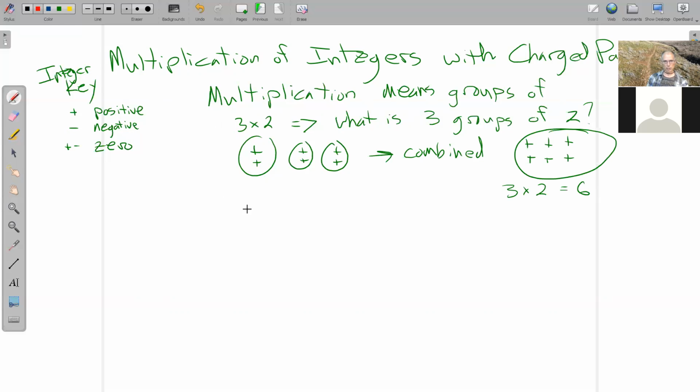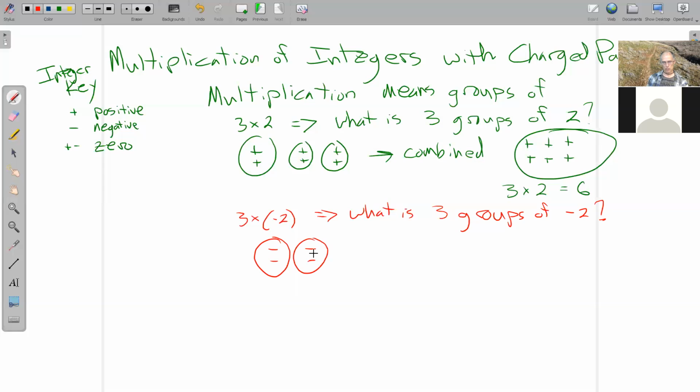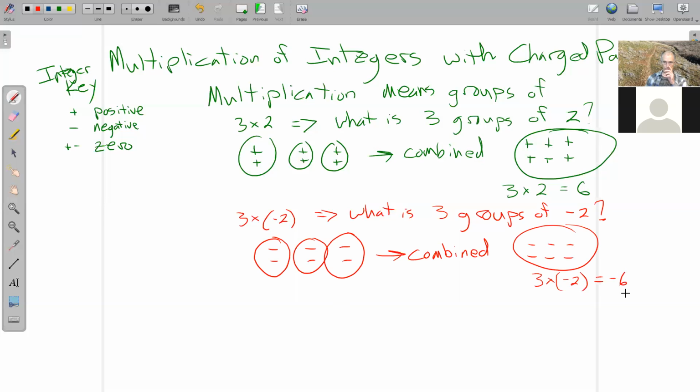And I could do a similar problem by saying, okay, what are 3 groups of negative 2? And with my model, my key up here, I can say, oh yeah, this is a negative 2 right there. There's one group of negative 2. There's another group of negative 2. There's another group of negative 2. And combined, we put those together, we have a group of negative 6. So 3 times negative 2 is negative 6.